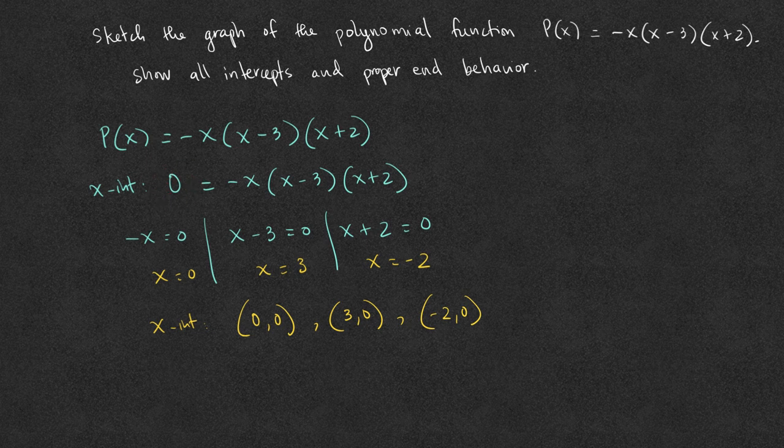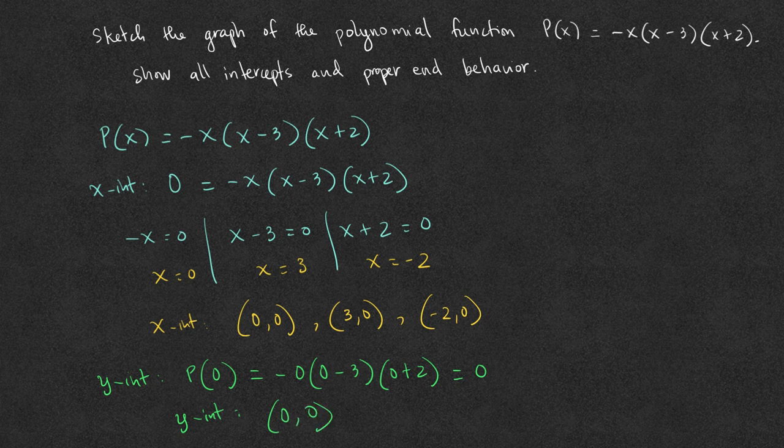To find the y-intercept, we simply plug in 0 for x. That is, we make x = 0. So we have -0 times (0 - 3) times (0 + 2). But 0 times anything is 0. So the y-intercept is x = 0, y = 0.